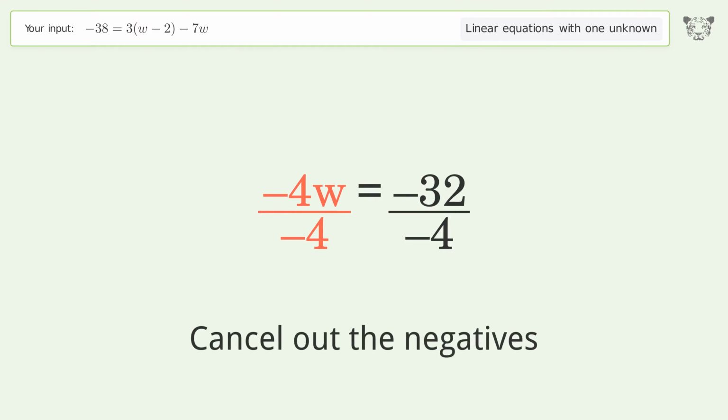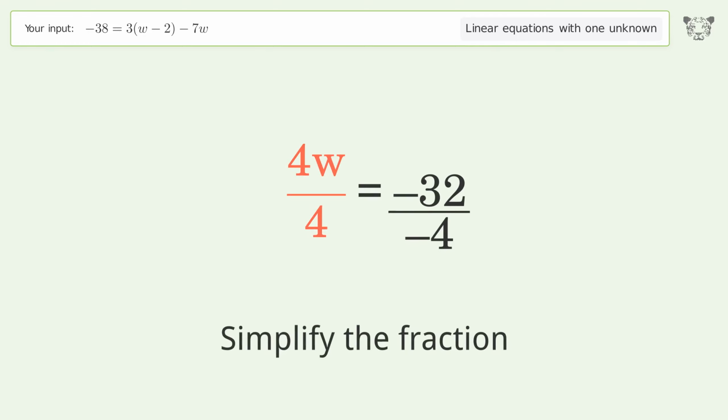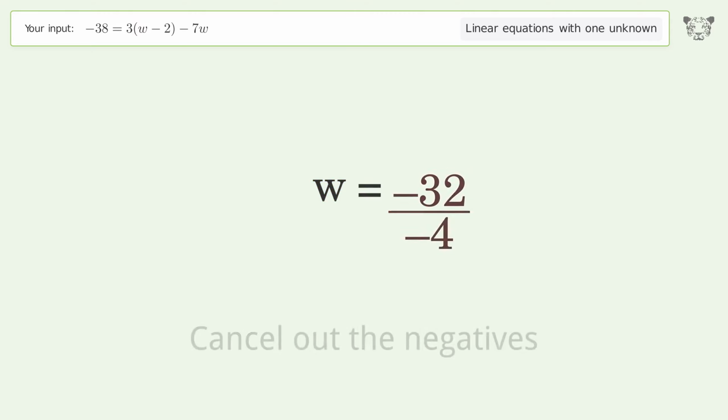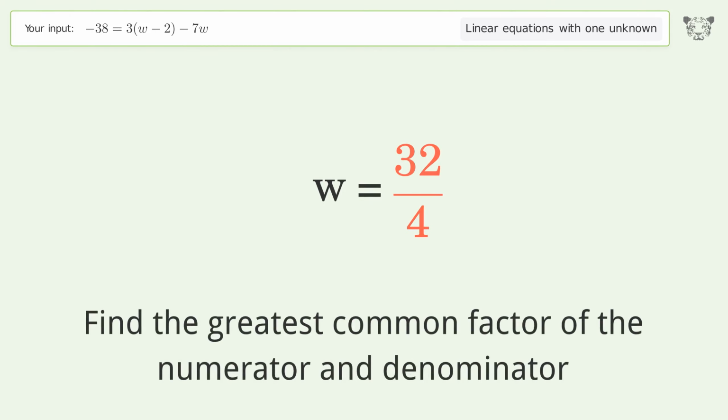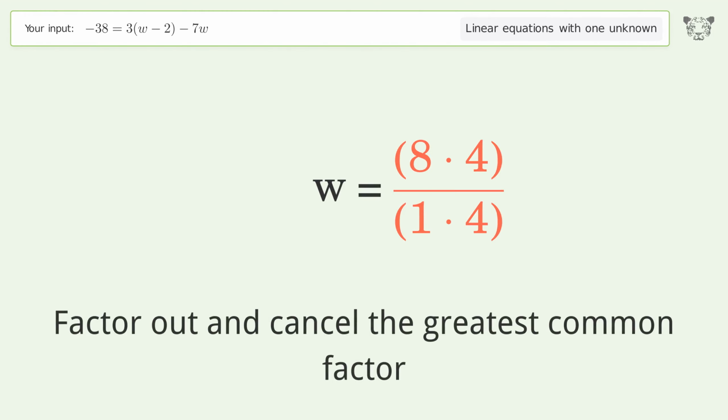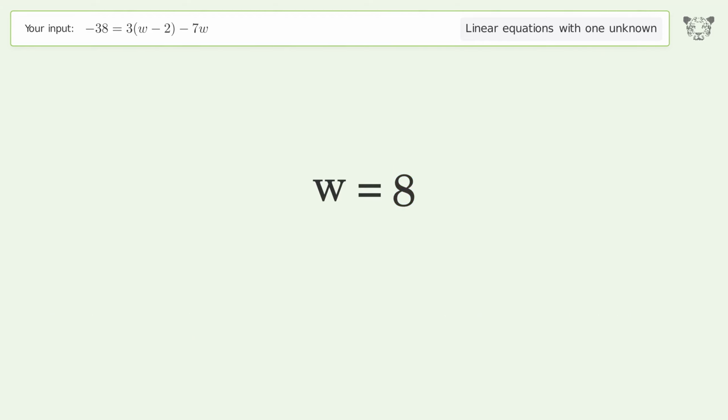Cancel out the negatives. Simplify the fraction. Cancel out the negatives. Find the greatest common factor of the numerator and denominator. Factor out and cancel the greatest common factor. And so the final result is w equals 8.